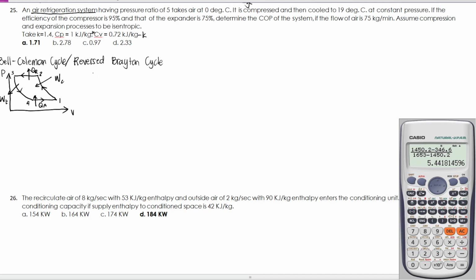So again, reverse Brayton cycle or Bell-Coleman cycle or air refrigeration system is 1 to 2 process, isentropic compression, 2 to 3, isobaric heat rejection, 3 to 4, isentropic expansion, and 4 to 1 is isobaric heat addition process. So, SPSP pa. Ayan. So, yung mga given sa ating problem, una, meron daw siyang pressure ratio na 5.